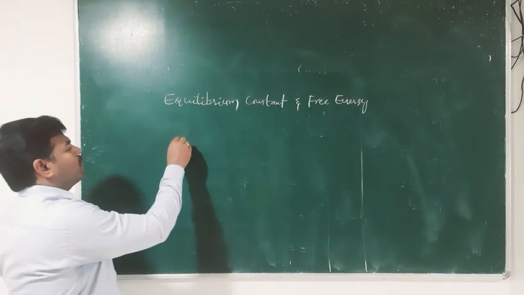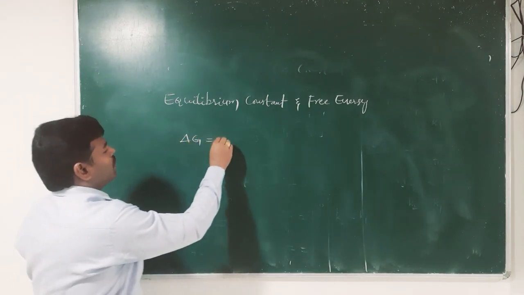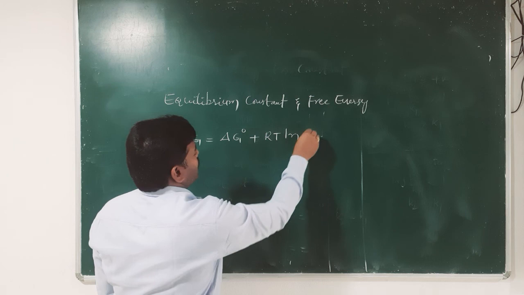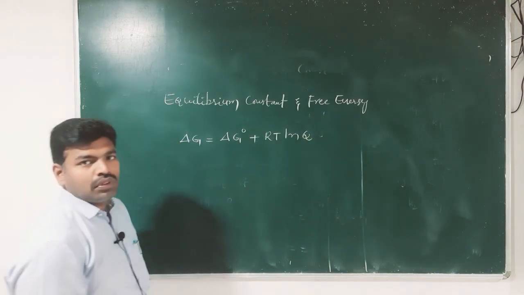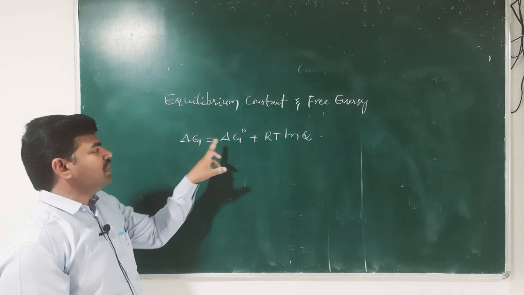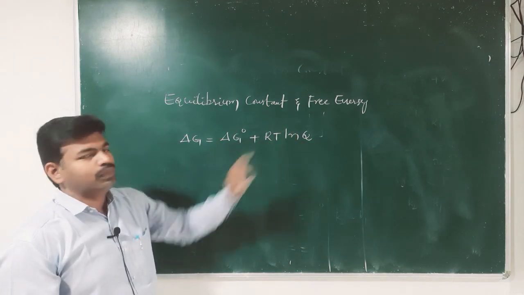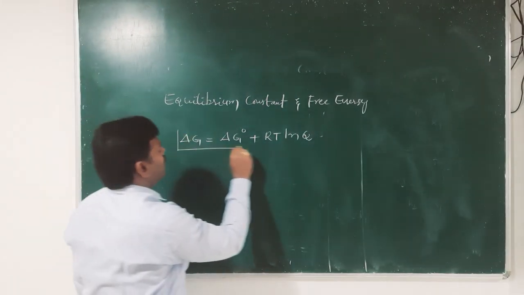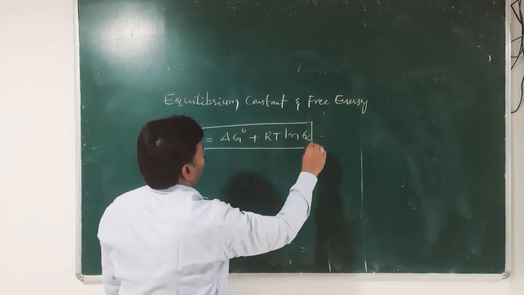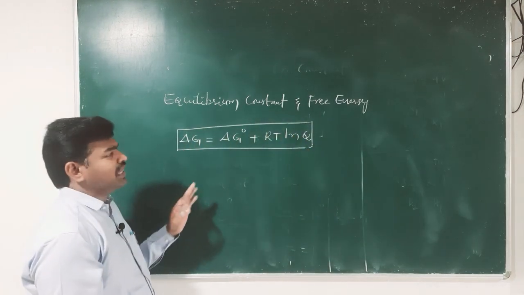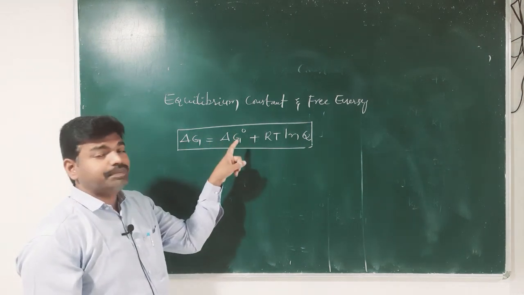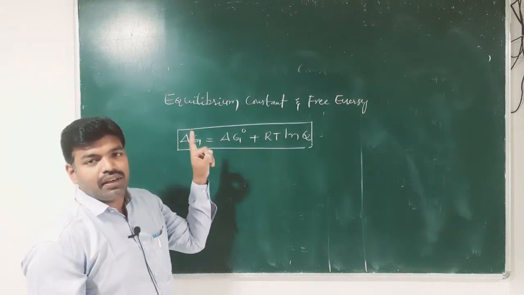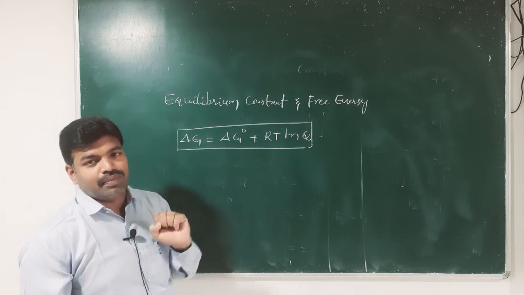That is, delta G is equal to delta G naught plus RT ln Q, where Q is the reaction quotient. This is the fundamental equation in thermodynamics. When I deal with thermodynamics, I will definitely explain how this equation comes.